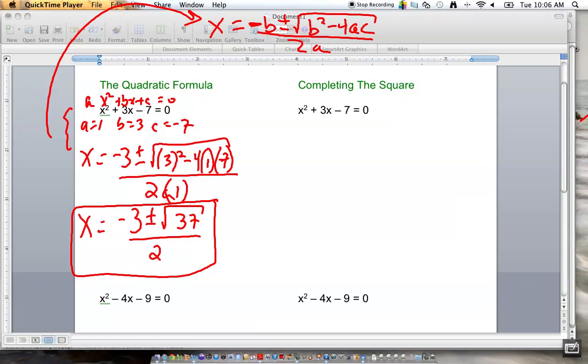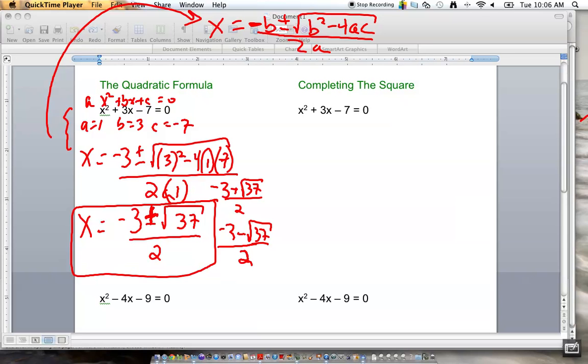Now, there's actually two answers here. One of the answers is negative 3 plus, notice what I'm writing here, plus square root of 37. A way to write it would be this, over 2. And the other answer would be negative 3 minus the square root of 37 over 2. But rather than take the time to write out both of those, we just write it as I did in the box, and it represents both answers.